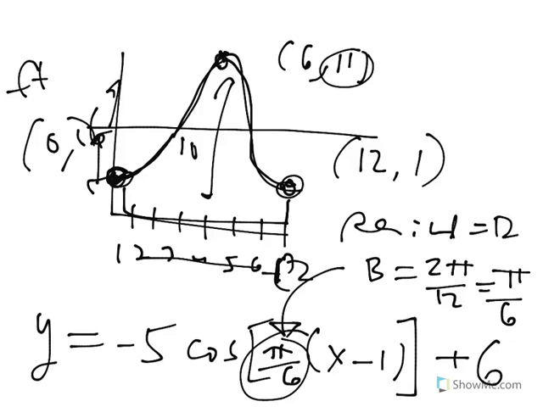Actually, I have a slight mistake here. You would get rid of this -1 because this is starting at 0 as the starting point. So it's not shifted over. Sorry about that.